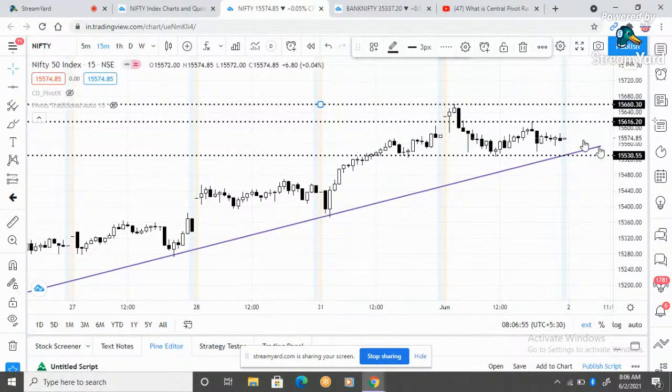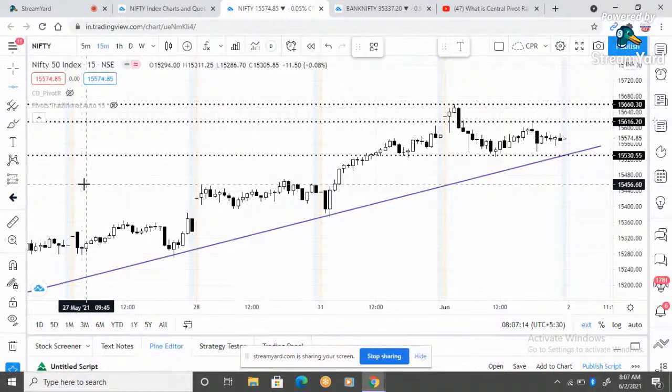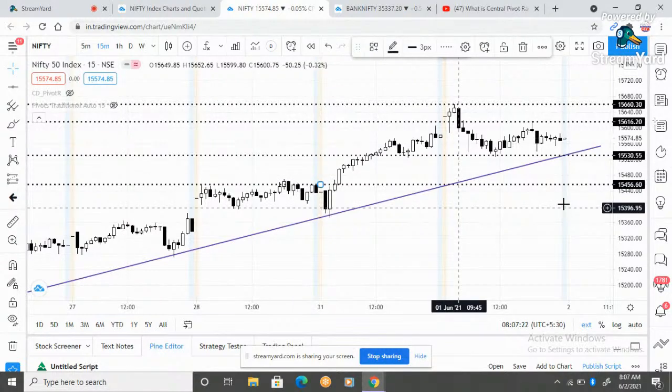So these are the levels you need to watch. On downside, 15,530. On upside, 15,615 and 15,660. Now, let's say if 15,530 is taken out on downside by chance, then the next support you can look for is 15,456. The 15,450, 460 level you can look for as the next support for Nifty.